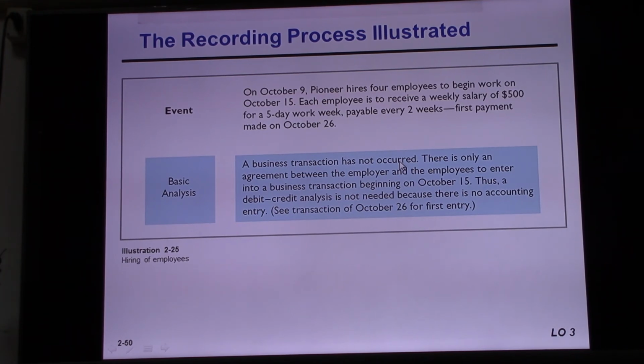Only what the company did is it hires 4 employees, and they will begin their work on October 15. But now we are on October 9, and we are required to journalize this entry on October 9. So what do you think? Can we record a transaction now?